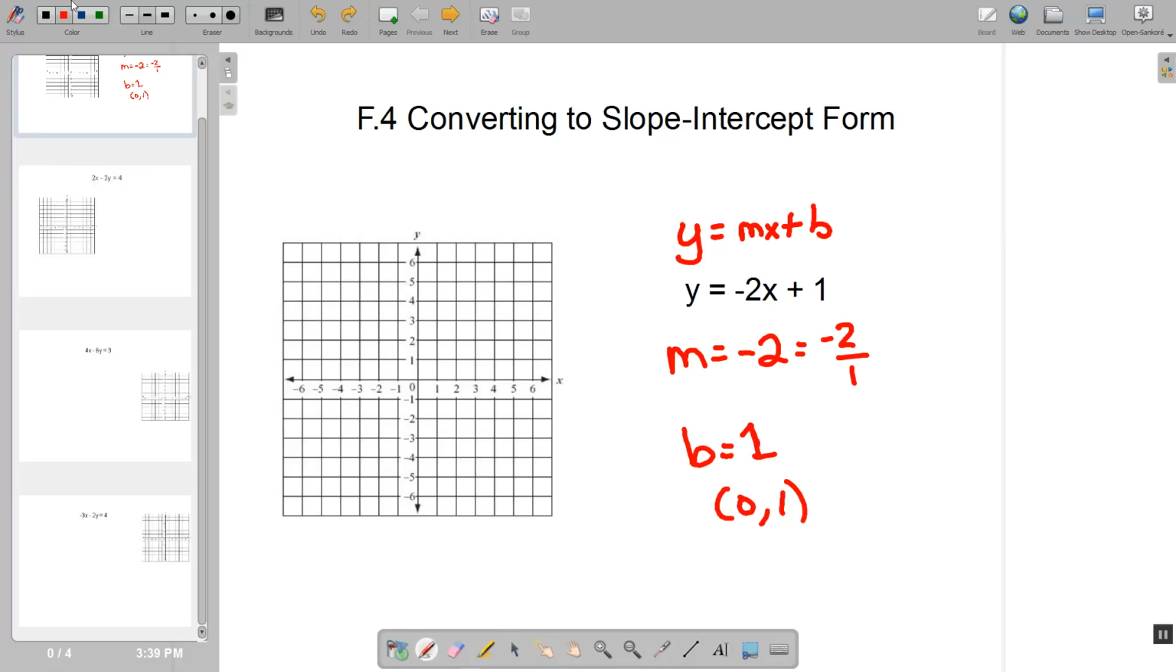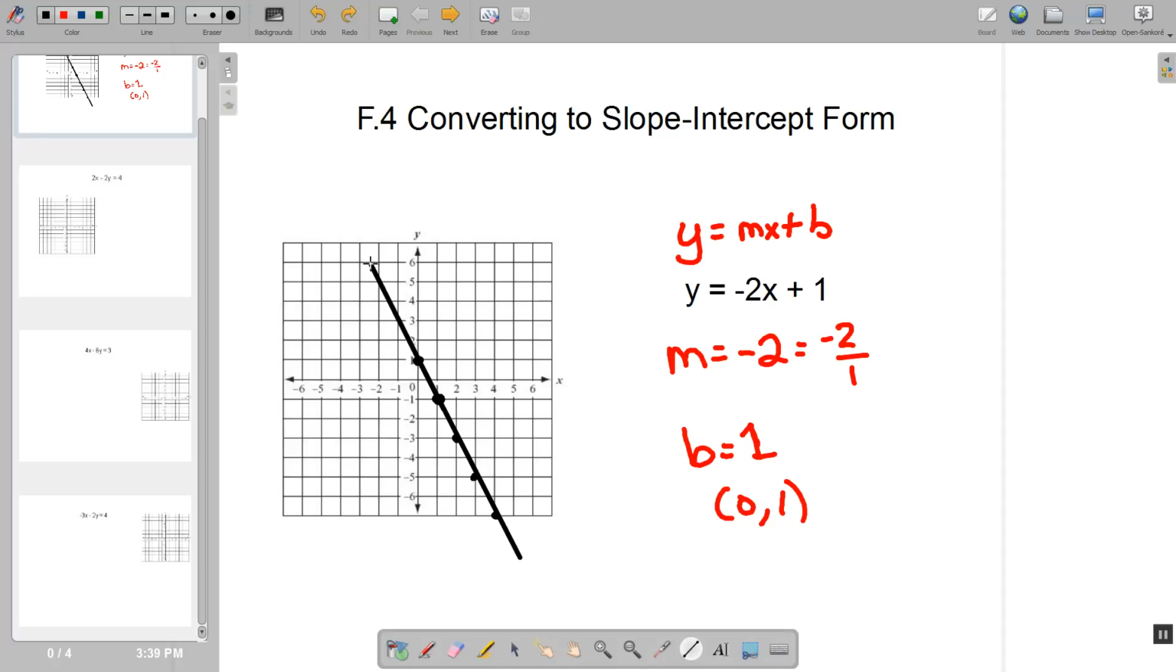Now to graph this is actually very fast. We go to 0, 1, which is right here, and then we use our slope, which is -2, +1, to graph the next set of points. The really nice part about this is that graphing becomes incredibly fast and efficient.